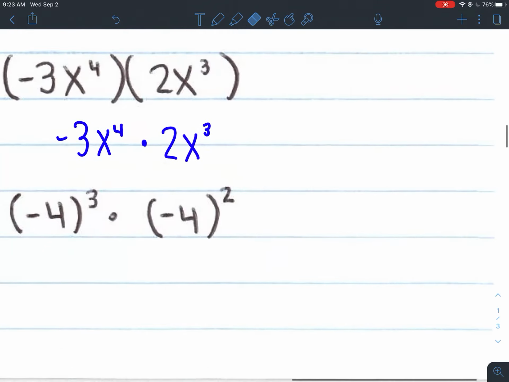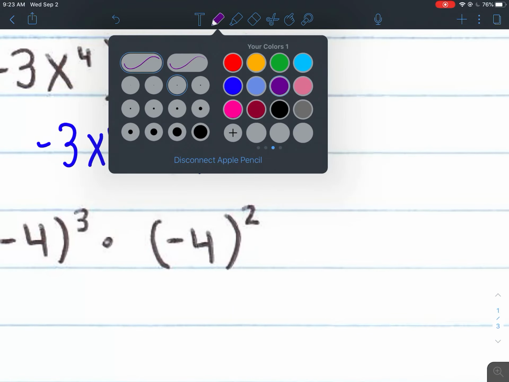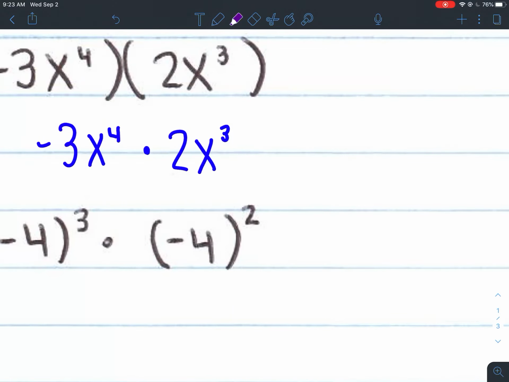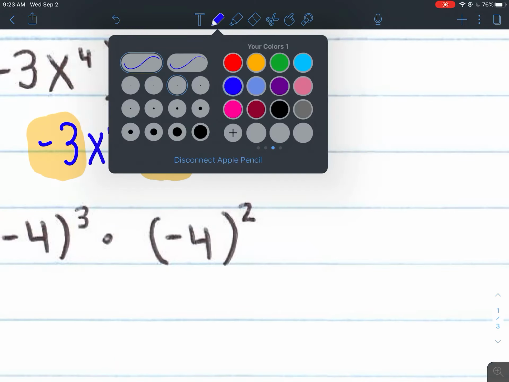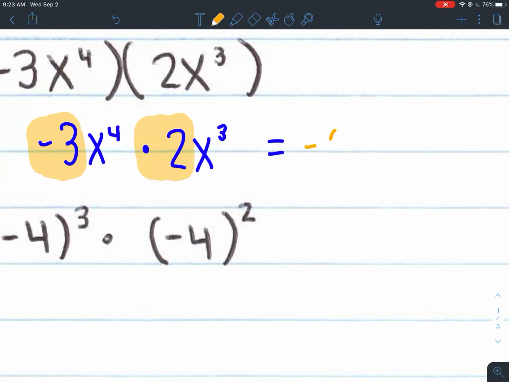Well, just like with regular numbers, same thing happens when we're doing these types of problems. So I can actually combine the negative 3 and the 2 together, and I would multiply these. Why would I multiply negative 3 and 2? Well, because there's a multiplication sign there. So negative 3 times positive 2 is going to give me negative 6. Okay, so I'm multiplying here.